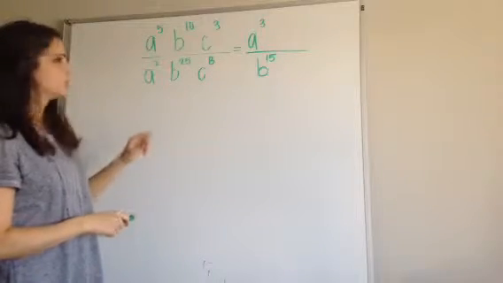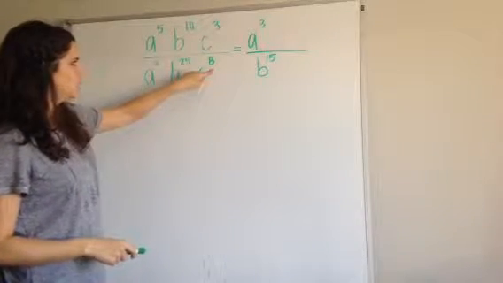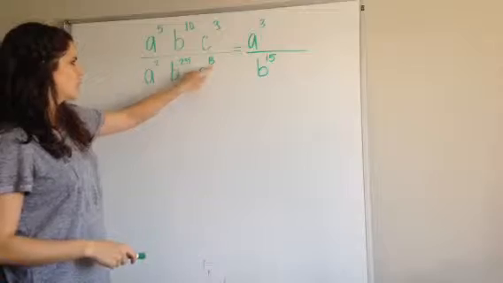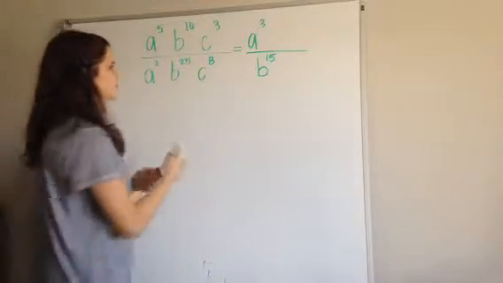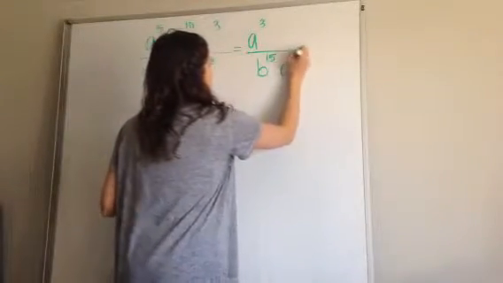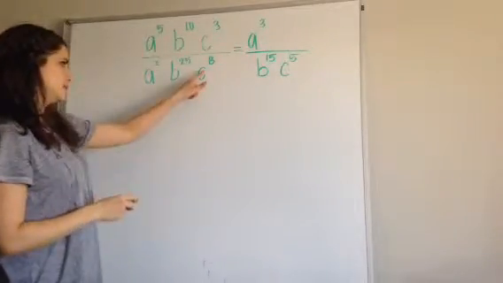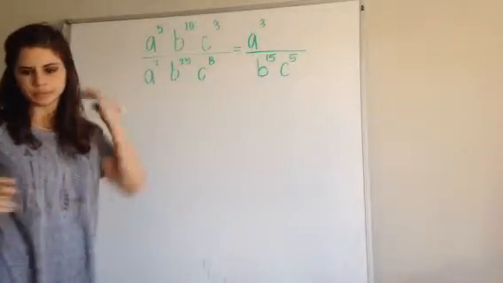Okay, let's do c's. So we have 3 and 8. 8 is bigger. So 8 minus 3 is 5. So we're going to have c to the 5 on bottom because that's where the bigger exponent was.